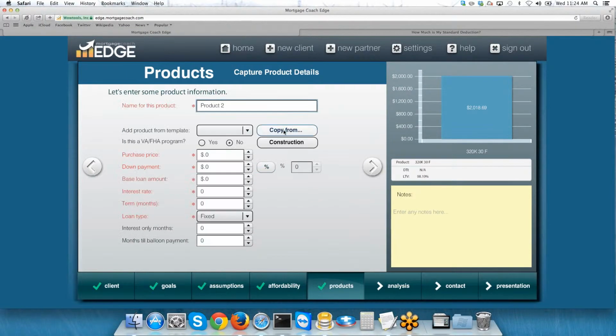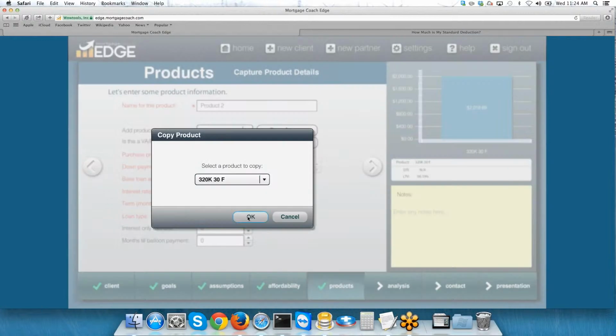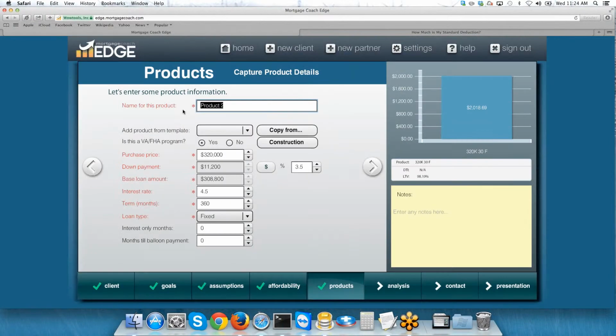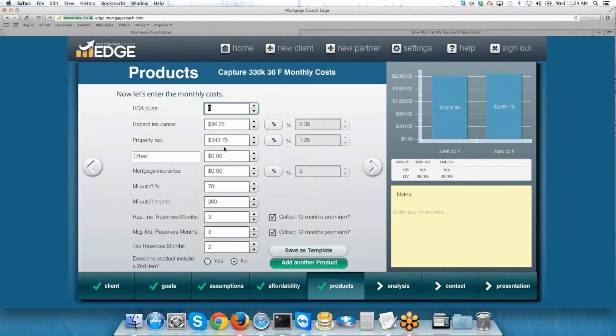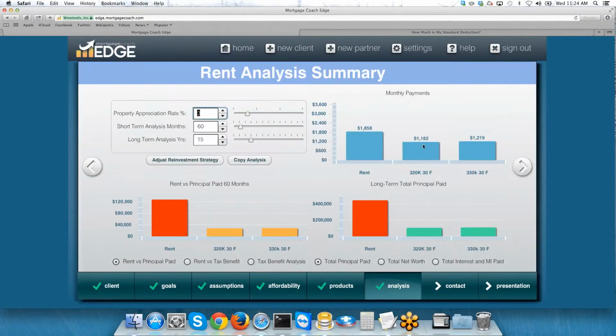Now for this one, I'm going to use the copy button. So I'm going to copy that 320, hit OK. Then I'm going to rename this one 330K. And all I'm going to do is change my purchase price. So 330. This is automatically going to update my reserves and my monthly costs that are based on the loan amount. So those ones are a little bit different than on the first product. And you can see when we get a little bit farther in, we have just a slight difference in the net monthly payment as we're going forward.